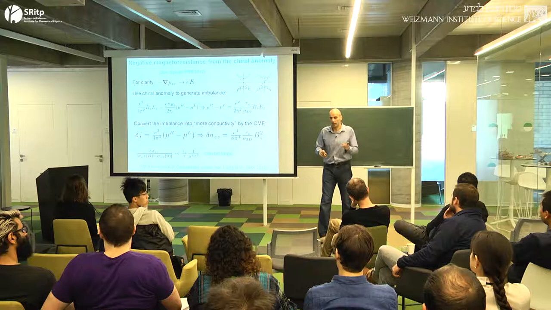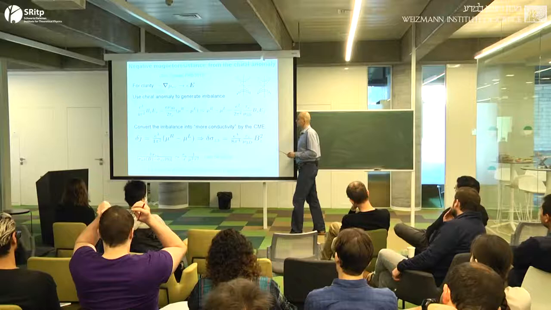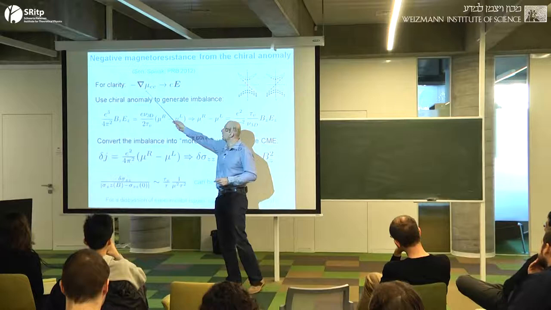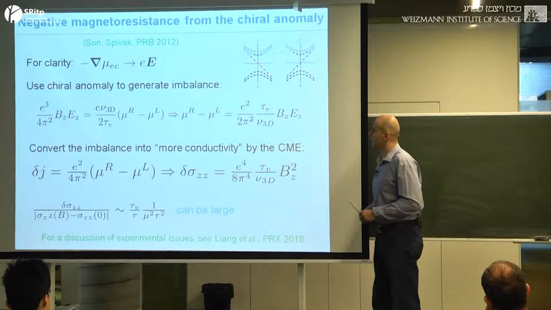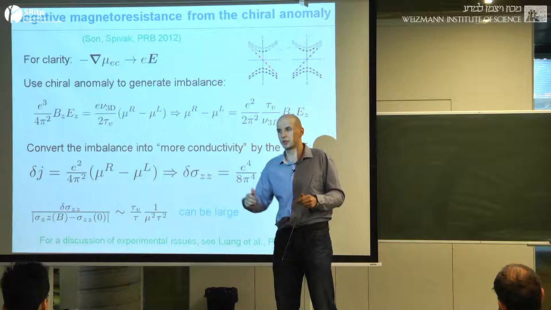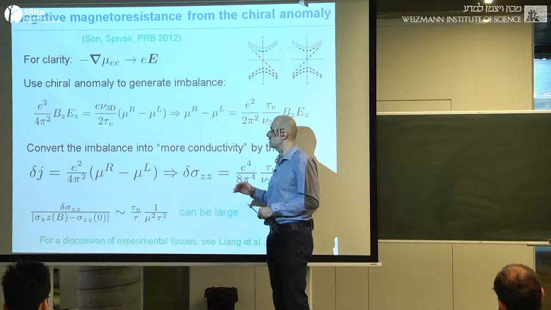So, what do we do? Basically, in order to make things look familiar, we again trade the gradient of electrochemical potentials back into the electric field force, and then the game that we play is very simple. We assume that the current is uniform. So we have two leads, system between them. The current is uniform, so this Laplacian piece in the transport equation is not operational.